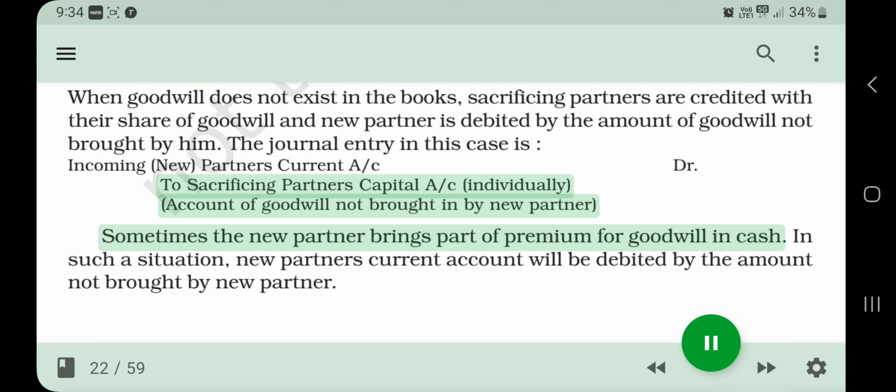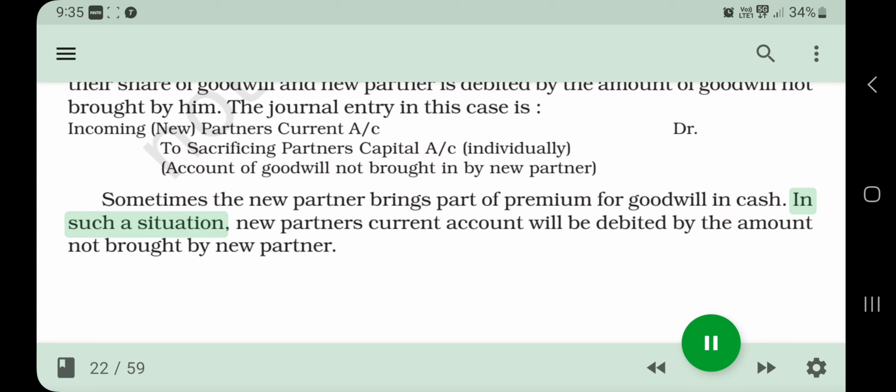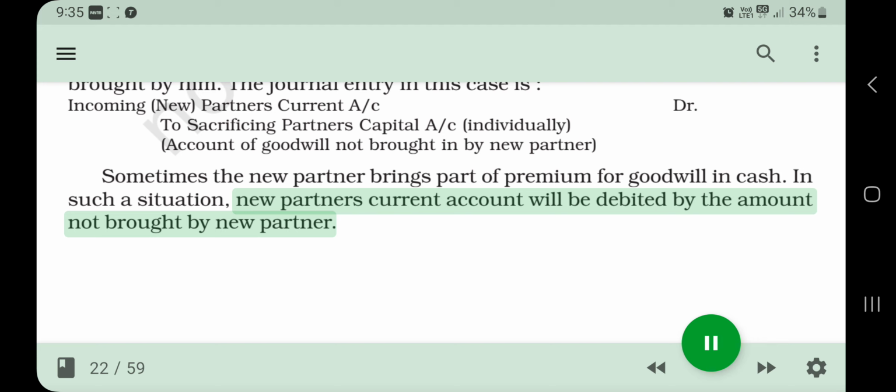Sometimes the new partner brings part of the premium for goodwill in cash. In such a situation, the new partner's current account will be debited by the amount not brought by the new partner.